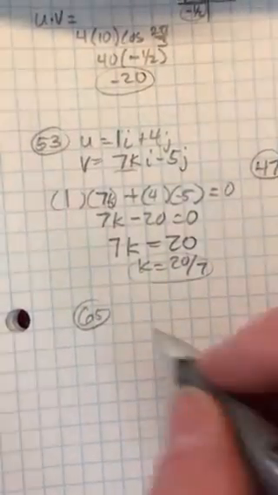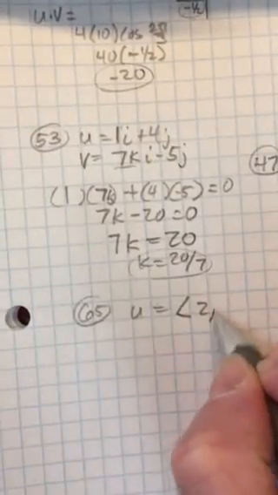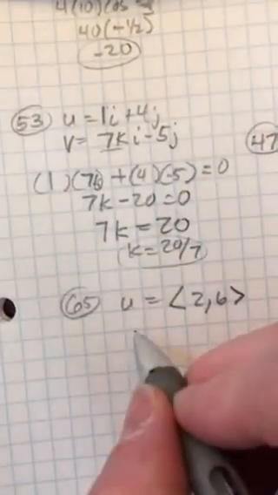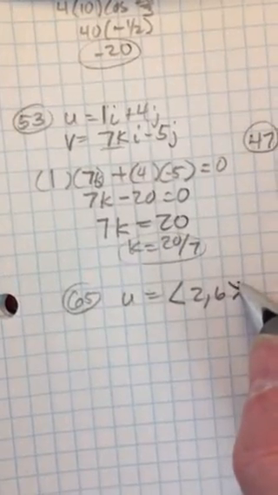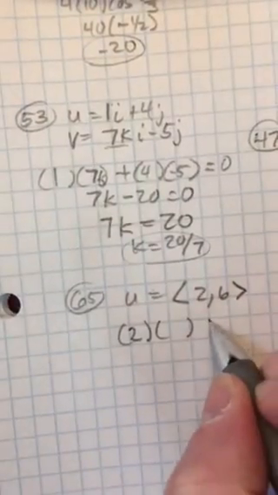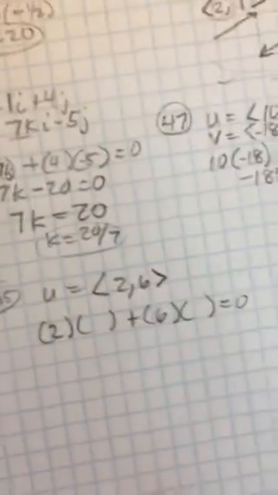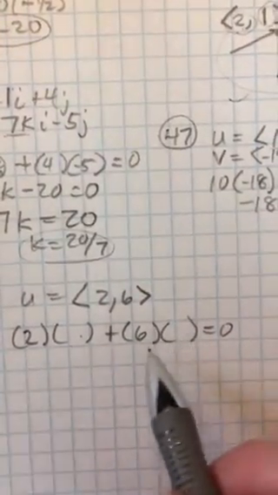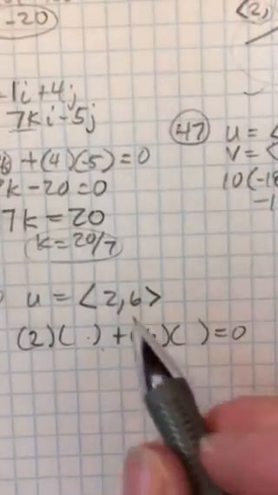Number 65 says, now we're just given one vector, u, in component form is ⟨2, 6⟩. So we need another vector. Actually, we need two vectors that will be orthogonal to this one. Well, in order for them to be orthogonal, then I have to have their dot product equals 0. So now I want to think about two numbers that I can put in these parentheses, and it can be any two numbers that will make this equal to 0, other than 0, because that won't give me two vectors, it'll only give me one.